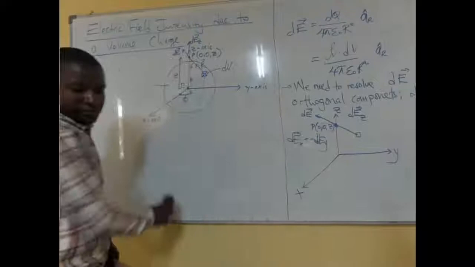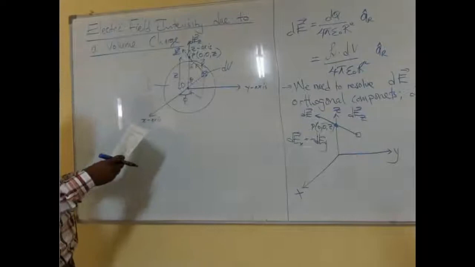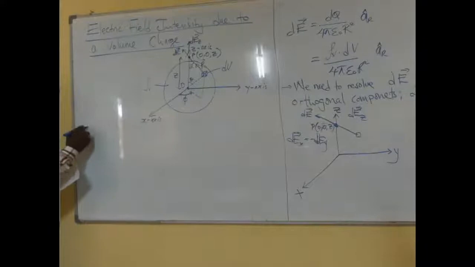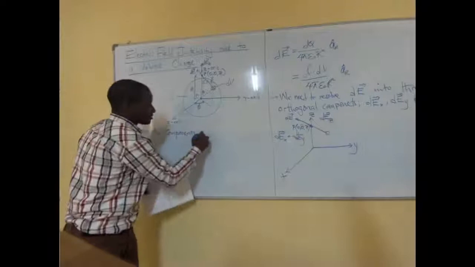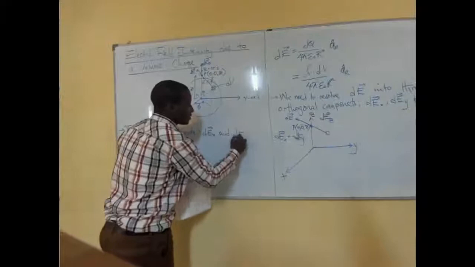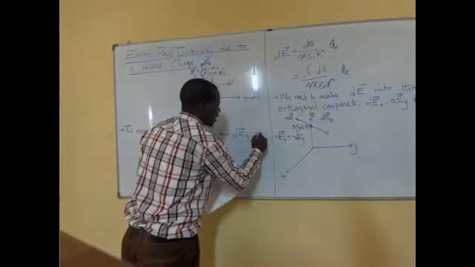All right, so now, what we are saying is that this means the components dE in the X and dE in the Y direction are actually equal to zero.